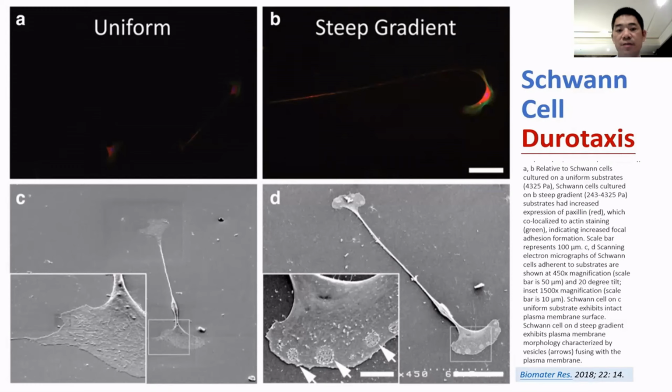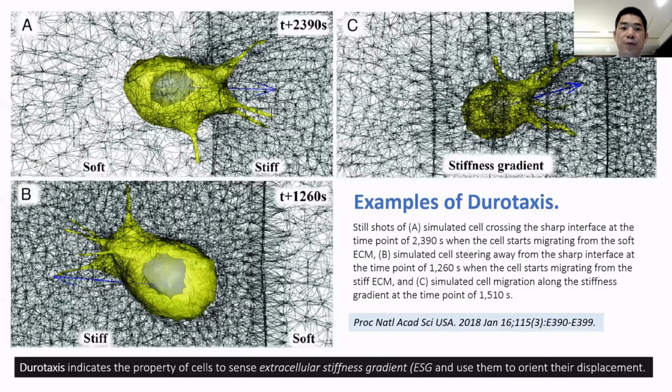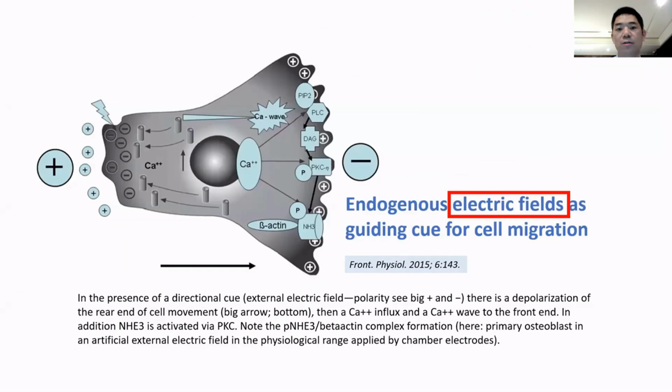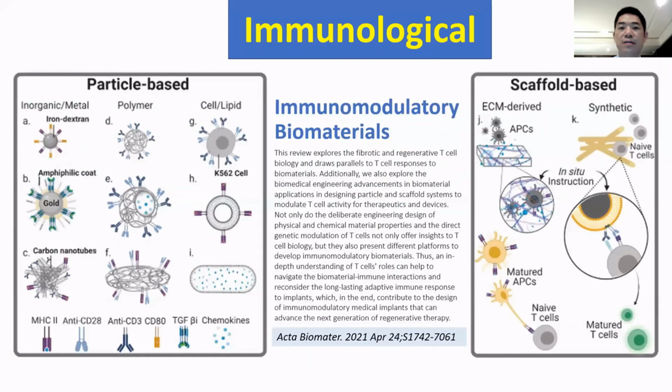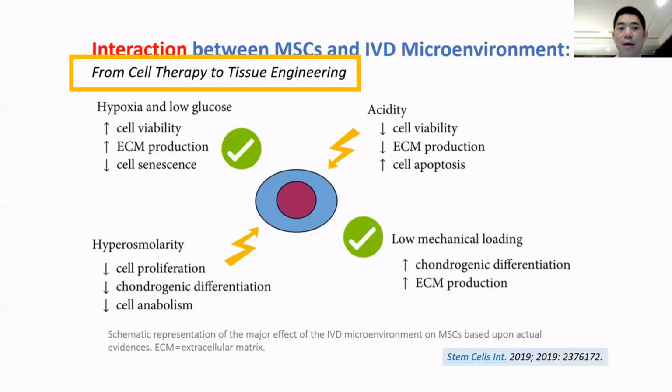One is stiffness. There will be a gradient to attract certain types of cells. Or the scaffold can attract cells via electrical fields. They also provide cells with immunological environments. And in turn, if we use the injectable scaffold properly, we can upgrade our treatment for pain patients from cell therapy to tissue engineering on the needle tip.